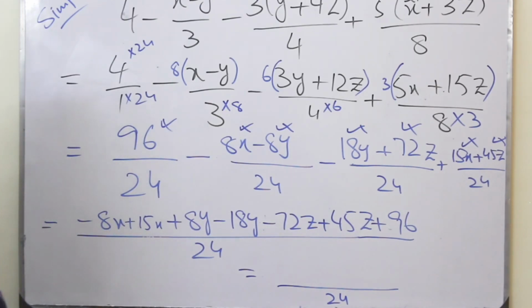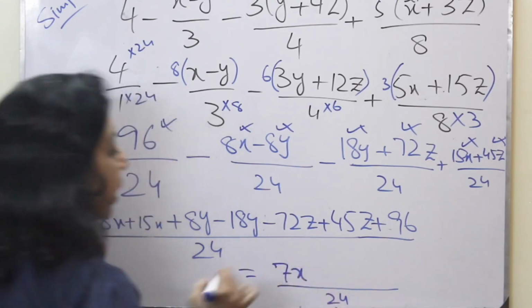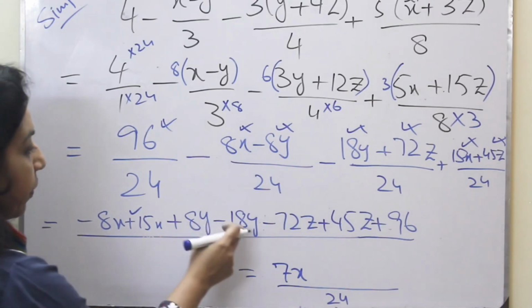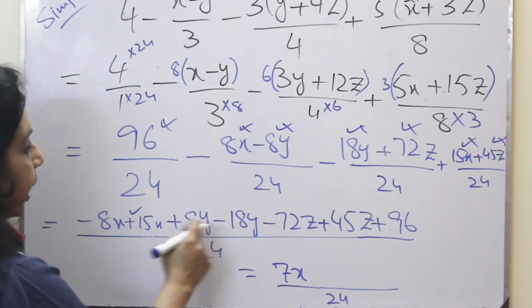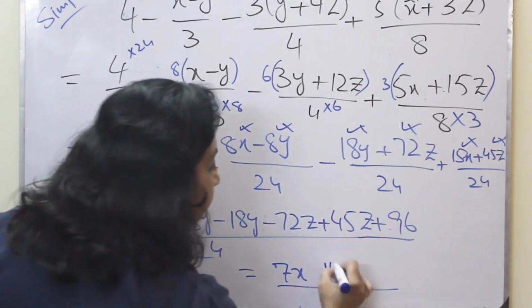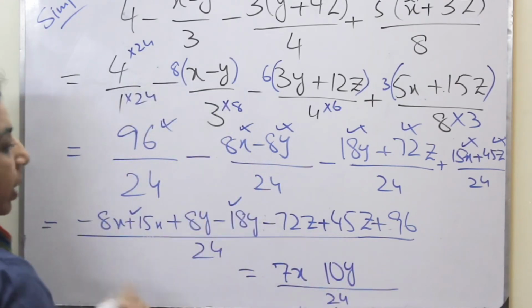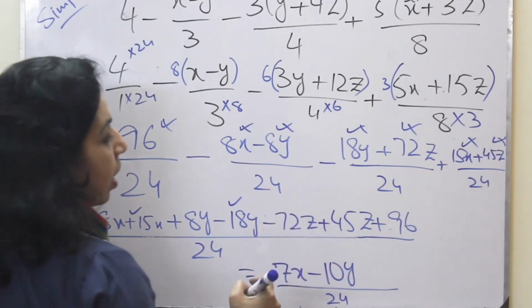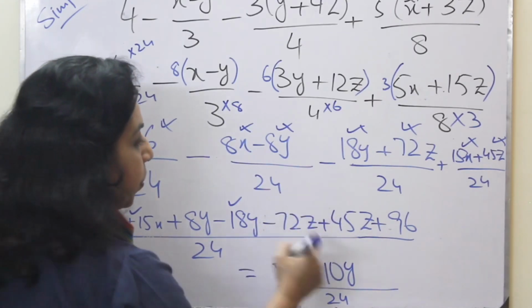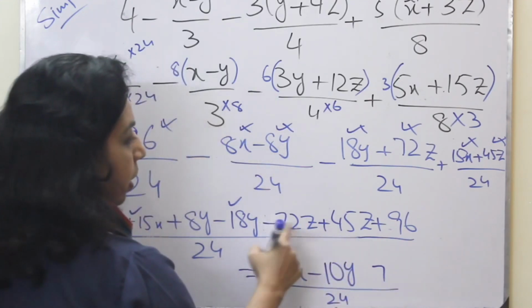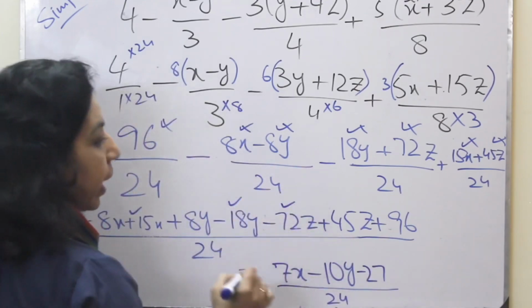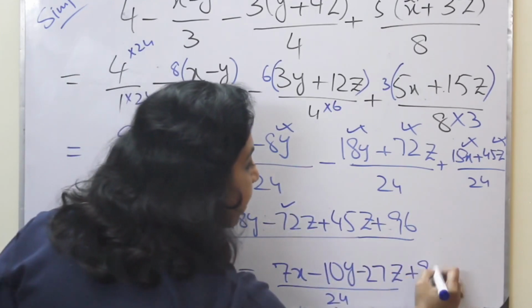The last step, denominator is 24. 15x is positive, 8x is negative. You have to subtract. You will have 7x, but that 7x will be positive because the bigger number 15 was positive. Opposite sign, subtract. 18 minus 8 is 10, but this is negative 10 because the bigger number is negative. And here again subtract opposite signs. 45 and 72, 27, and this is negative 27 because the bigger number is negative, and the 96 will remain as it is.